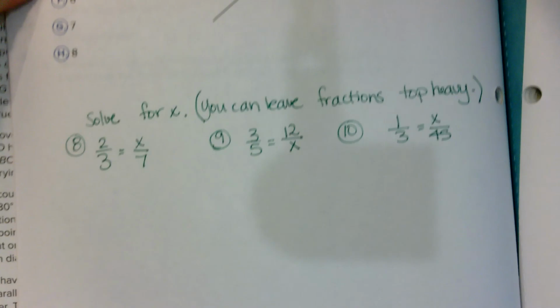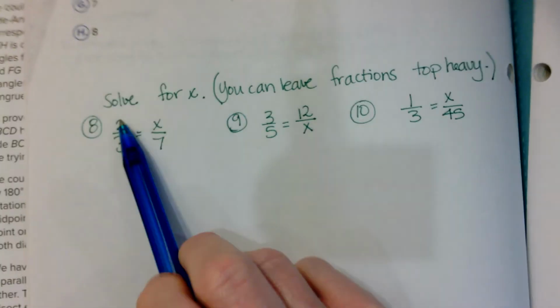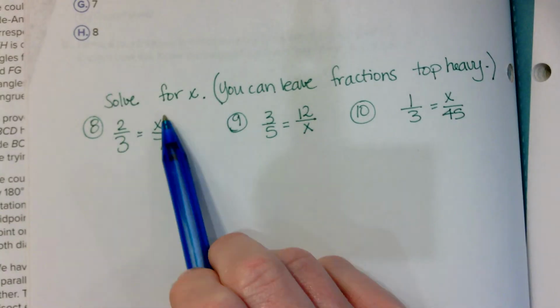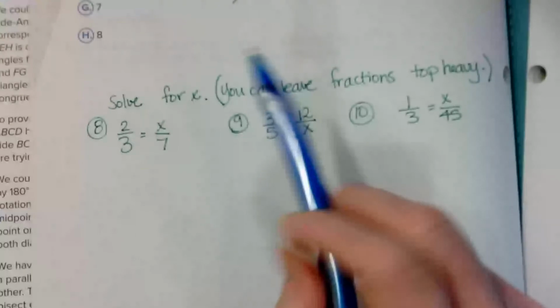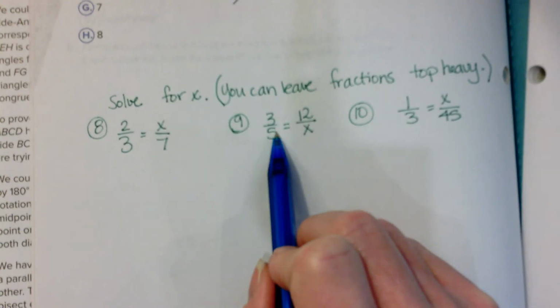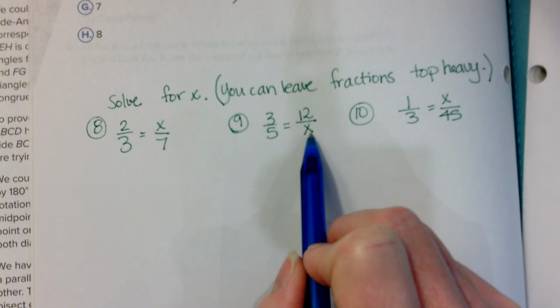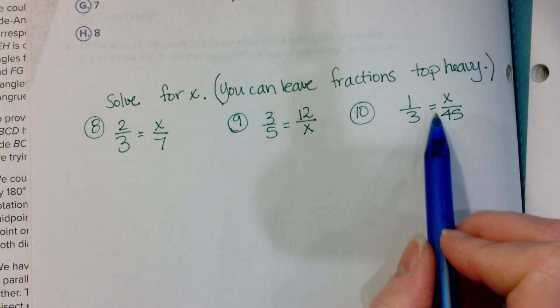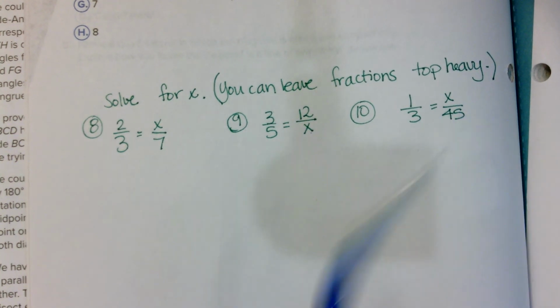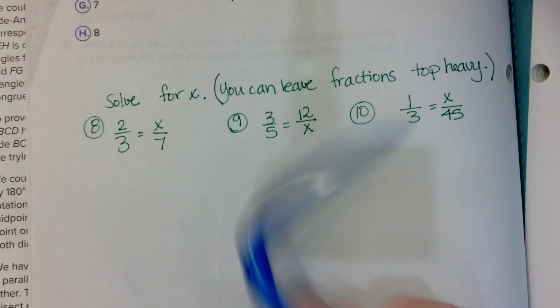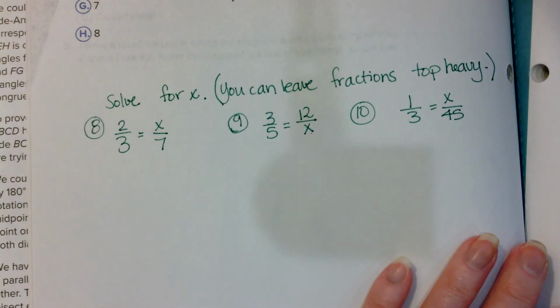Number 8, I'd like it to be 2/3 equals x over 7. Number 9, I'd like it to be 3/5 equals 12 over x. And finally, 10, I'd like it to be 1/3 equals x over 45. Solve these for your homework as well.